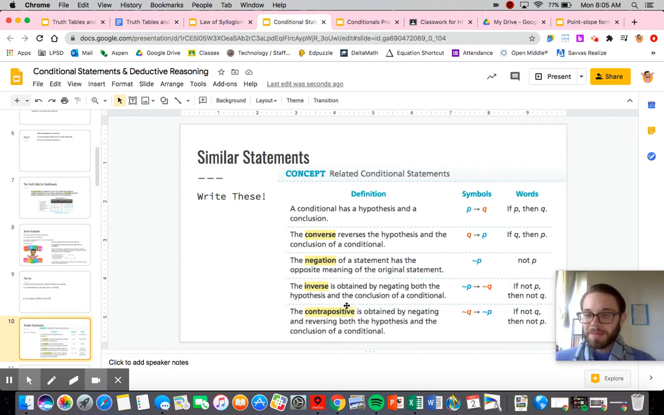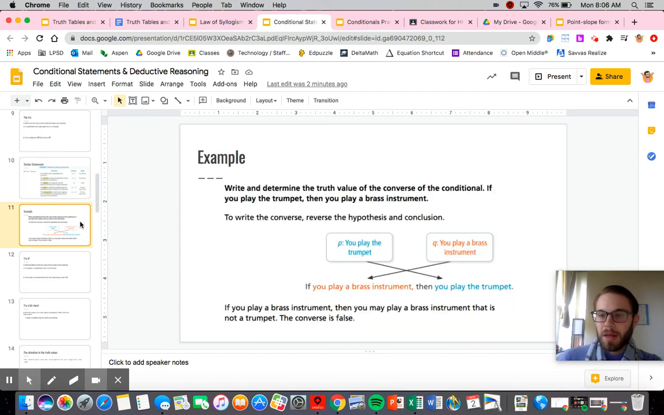So really, these are a little bit tricky just because you have to remember which one's which, right? The converse is just you're taking P and Q and flipping them. The inverse and the contrapositive have the negations. So these are a little bit tricky just to remember what each of them are. So for example, here's our conditional. If you play the trumpet, then you play a brass instrument. That's a truthful statement, right? We're assuming you're playing a trumpet, and then it is a brass instrument. That is by definition what a trumpet is. So that's a truthful statement, right?